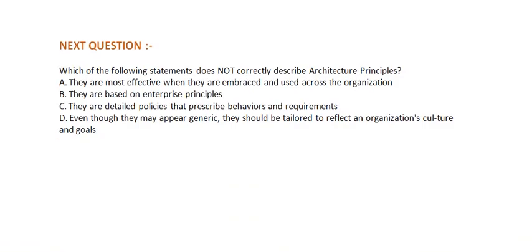Next question is, which of the following statements does not correctly describe architecture principles? Option A, they are most effective when they are impressed and used across the organization. Option B, they are based on enterprise principles. Option C, they are detailed policies that describe behaviors and requirements. And option D, even though they may appear generic, they should be tailored to reflect an organization's culture and goal.